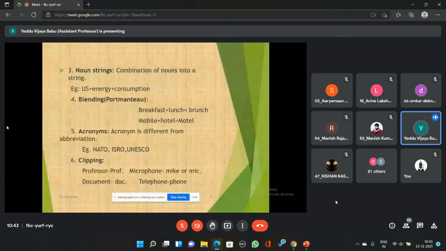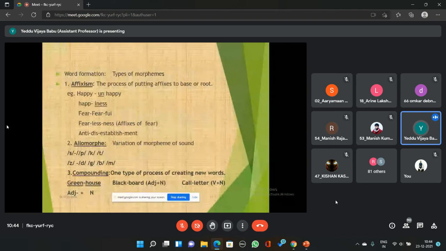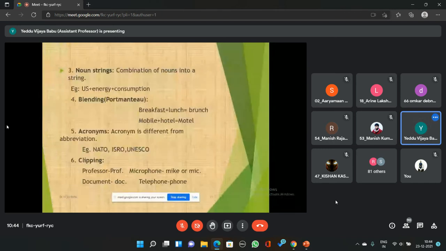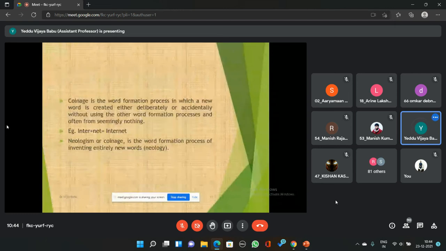So we talked about these various forms in the previous slide: affixation, allomorph, and compounding, at the same time noun strings, blending, acronym, clipping. Similarly, the last and final word formation process is coinage. Coinage is a word formation where a word is created deliberately or accidentally.